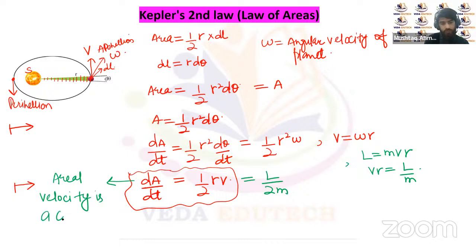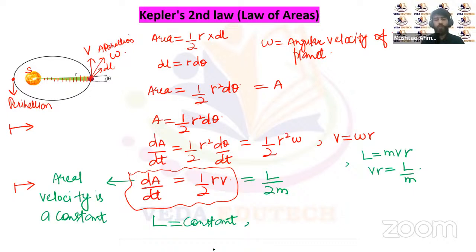If the areal velocity is constant and this areal velocity is nothing but angular momentum upon 2m, the factor 2m, now you can see if the areal velocity is constant, it means that angular momentum is also constant here. It means that in case of planetary motion, the angular momentum is a constant quantity. Total angular momentum is a constant.